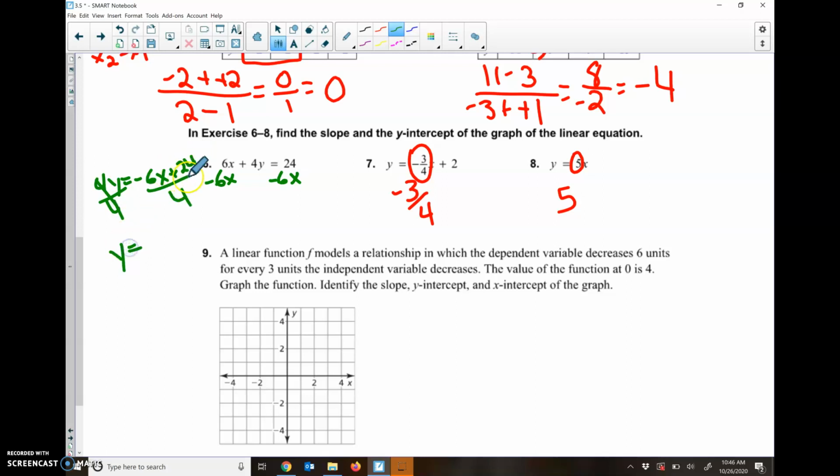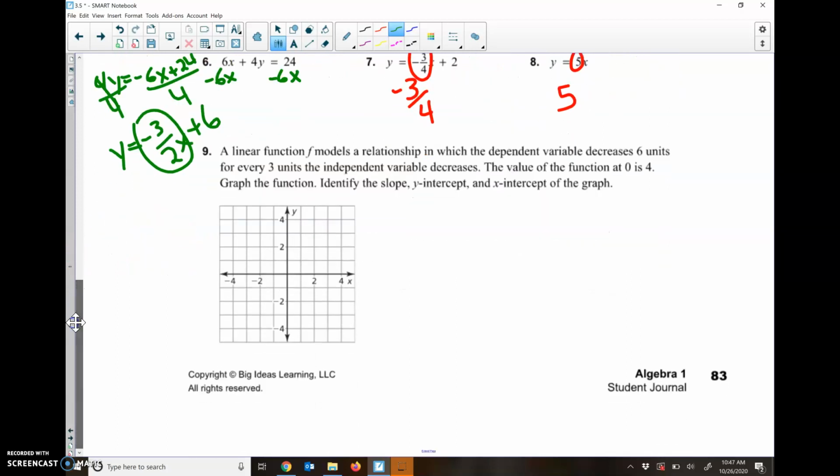And if you remember, I divide both of these by 4. So negative 6 divided by 4 can get simplified to 3 over 2. And 24 divided by 4 can get simplified to 6. And remember, all we care about is the slope. So our slope is always the one next to x. So negative 3 over 2 would be our slope there.